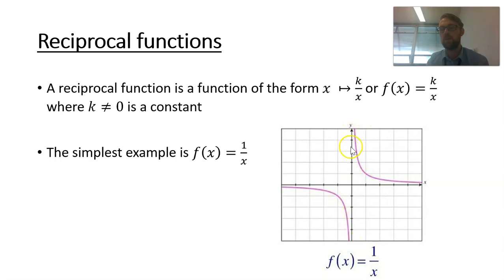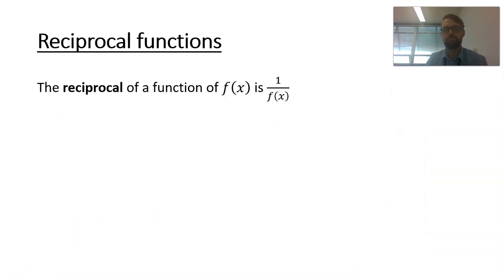You might recognize that if we make x equals 0 in this function, we get 1 divided by 0, which we can't do. So that's why we're getting this asymptote. That's another word that you hopefully have heard before, asymptote. Okay, so that was a reciprocal function.